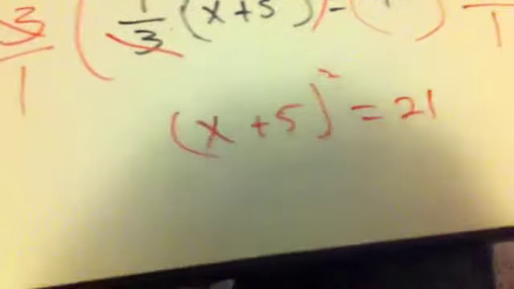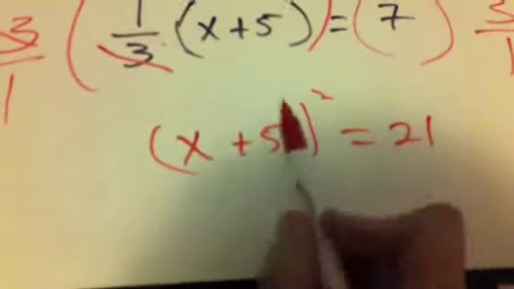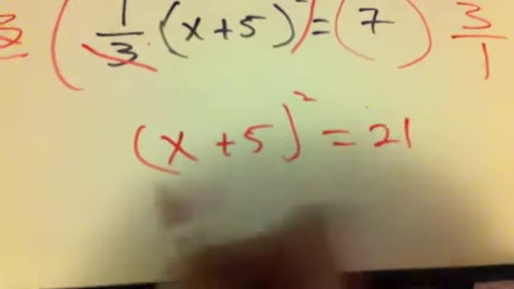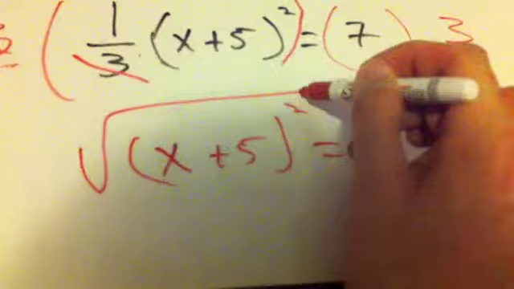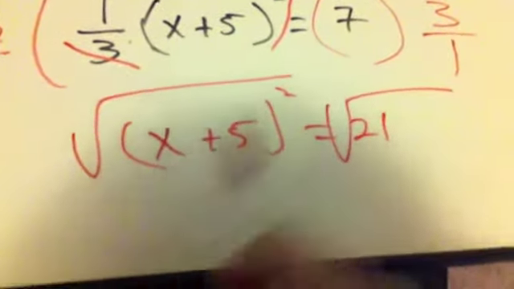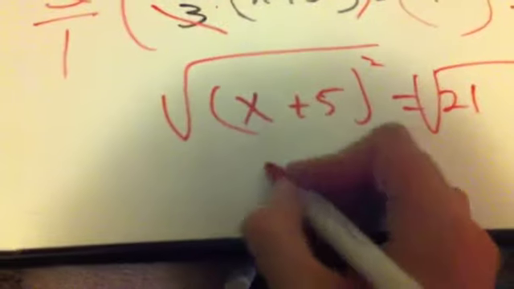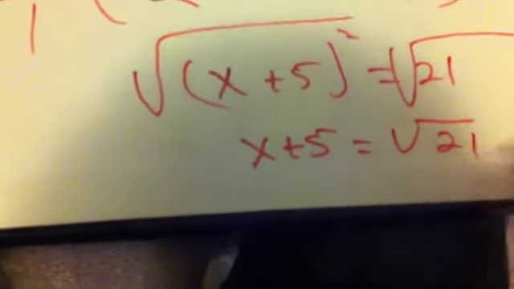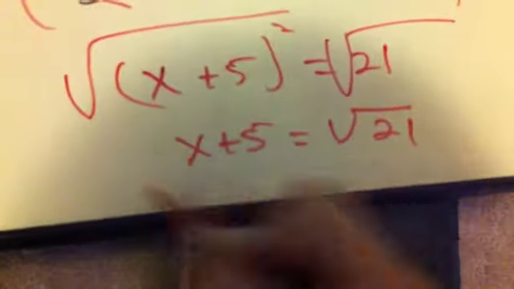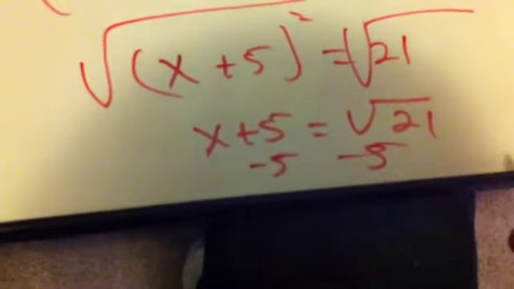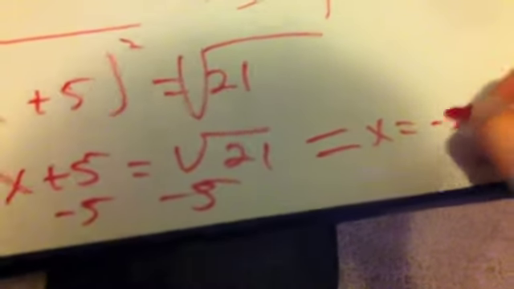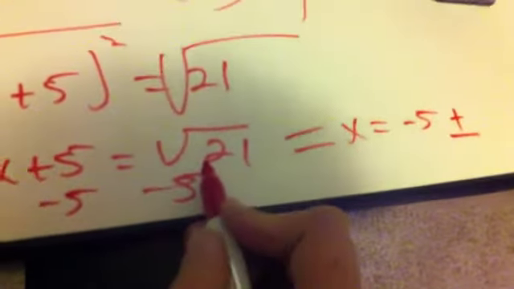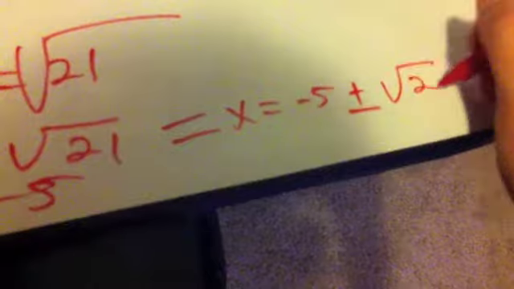Now I can do my square rooting operation, because in order for me to mess with this x, I have to take the square root, which will undo this squaring operation. And when I do it to one side of the equation, I have to do it to both sides. Then I'm left with x plus 5 equals the square root of 21. Now we have to get x by itself, so we subtract 5. And I'm left with x equals -5 plus or minus the square root of 21, because 21 can't be simplified. And that is my final answer.